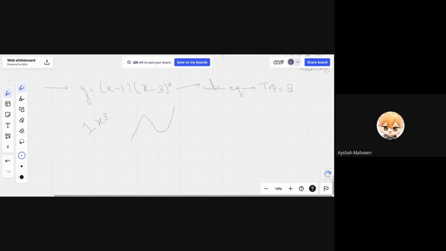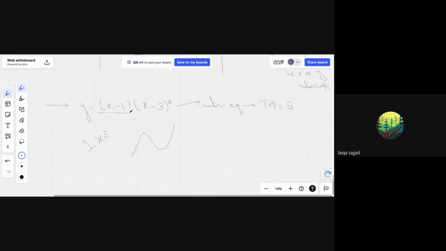1 and 3. Yes, but there is a difference. Over here, you can see that it is a single factor. Like this is a factor, but it has only a power of 1, right? Only has a power of 1.